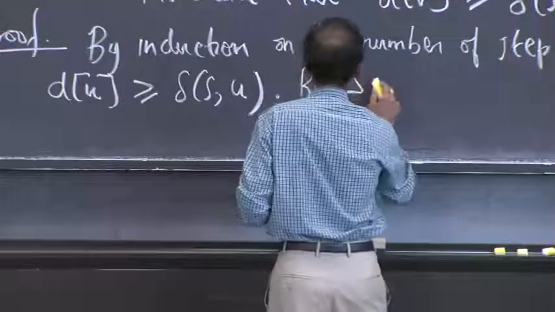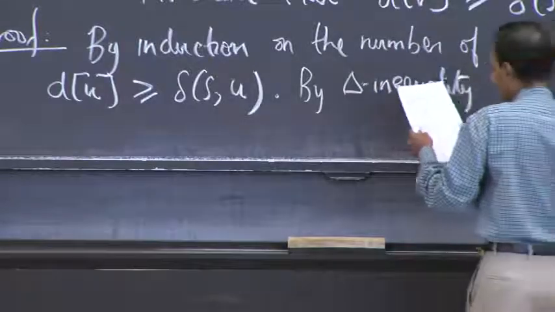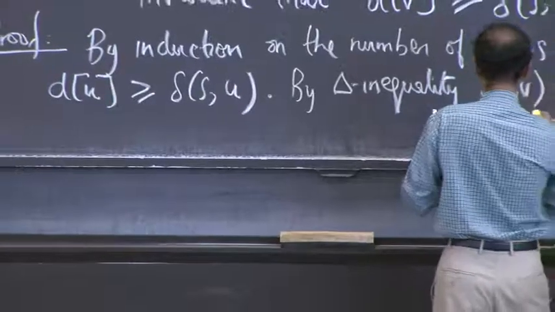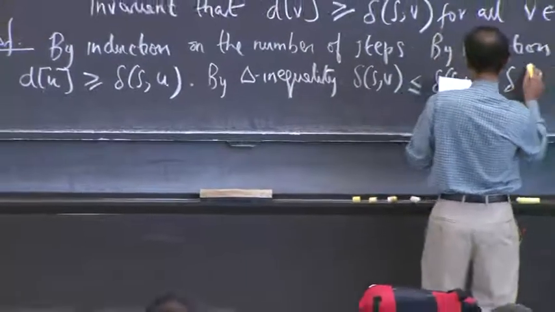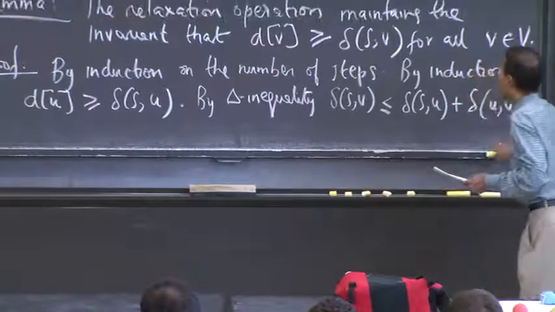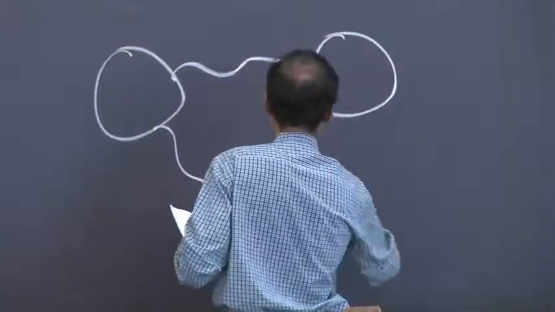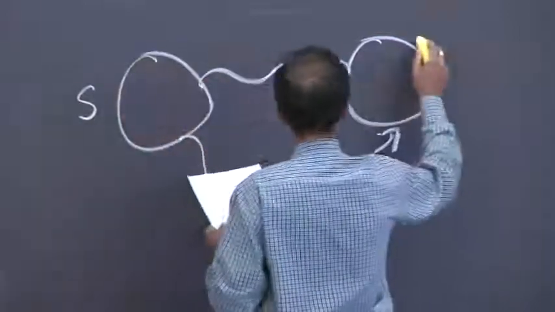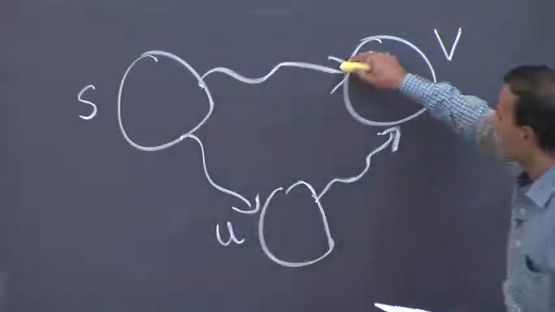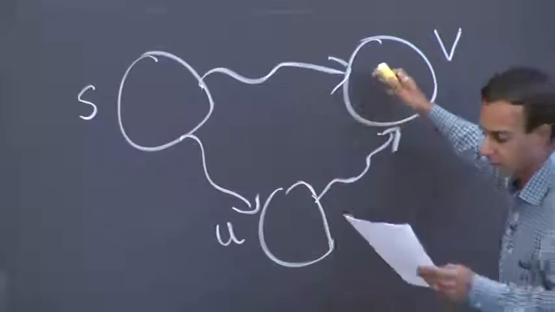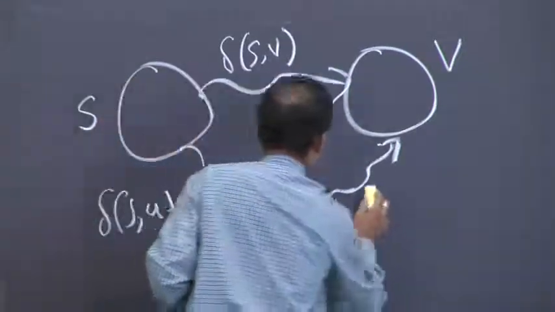Now we can say by the triangle inequality that I talked about late in last week's lecture, you have delta SV less than or equal to delta S comma U plus delta U comma V. And what is that? Well, that just says if I have something like this, where I have S, let's call this U and V. This is not an edge between S and V, it's a path. It could be a single edge, but we think of this as a path between S and V. This is a path between S and U. This is a path between U and V.